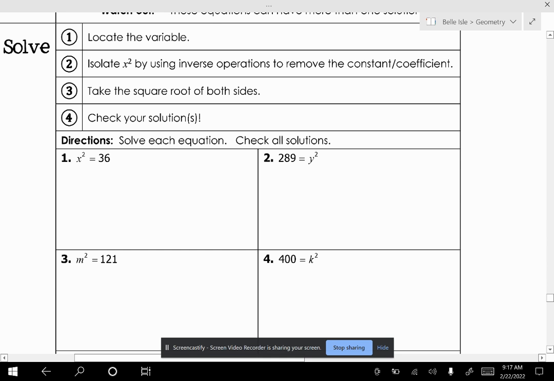You do not have to check your solutions. Okay. My suggestion is that you still do, because some of these questions will have two answers. Some of these questions, only one of the answers will work. There's no way for you to know unless you check. So if you want to play Russian roulette with your answers, that's up to you.